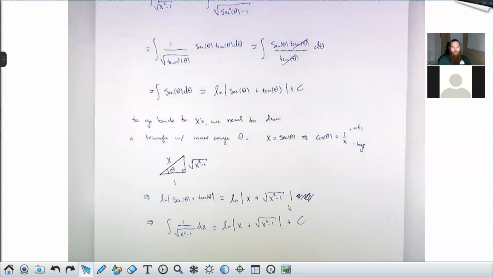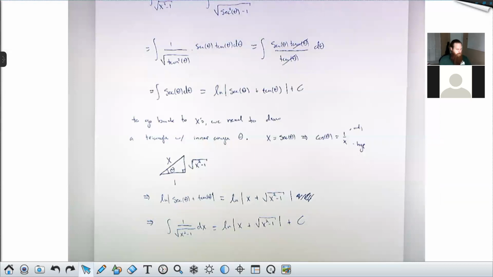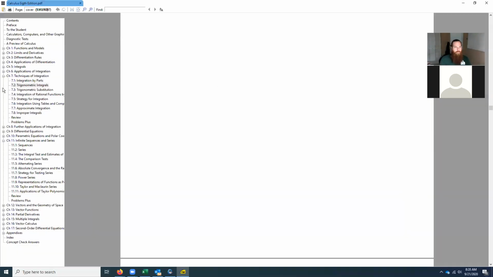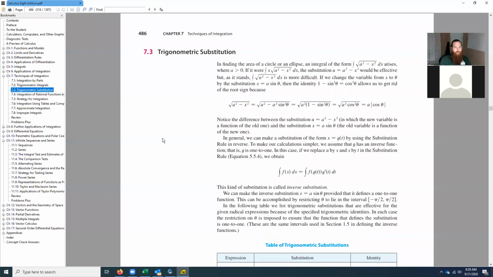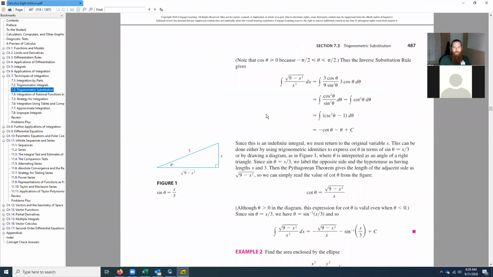Let's try a few more. I'll grab some from the textbook. We need to make sure we do a mix of definite and indefinite integrals. We can play with that.